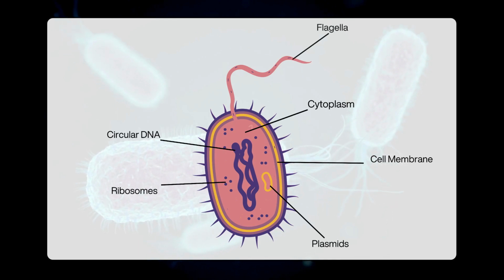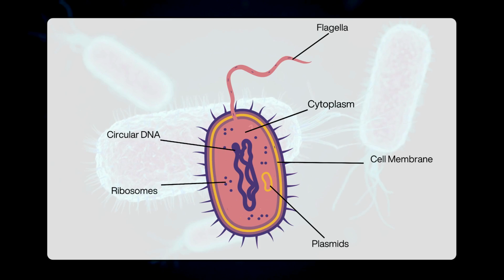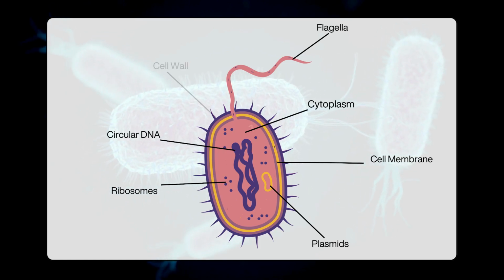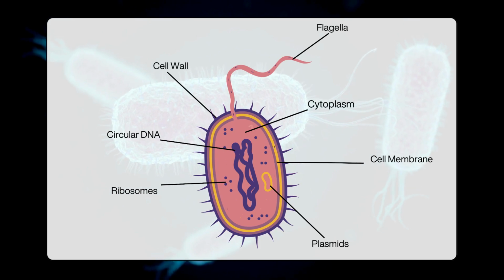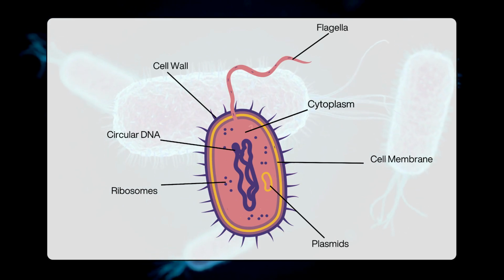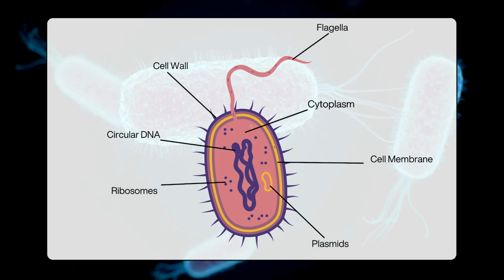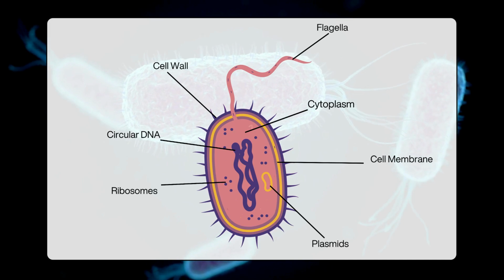The flagella are the long tails extending from the cell body, but we must remember that not all bacteria cells have flagella. Finally, we need to identify the cell wall, which is the outermost protective layer. It is crucial to be able to identify each of the components of a bacterial cell, as well as their specific functions.